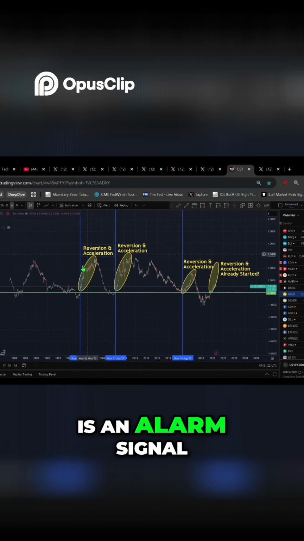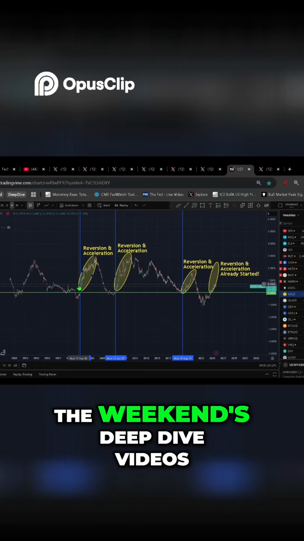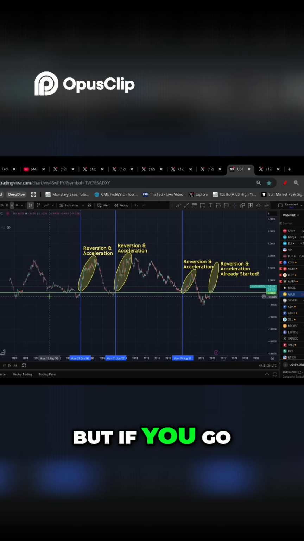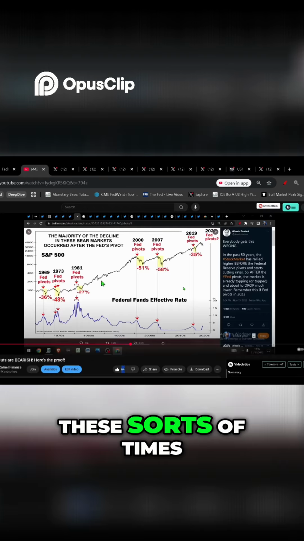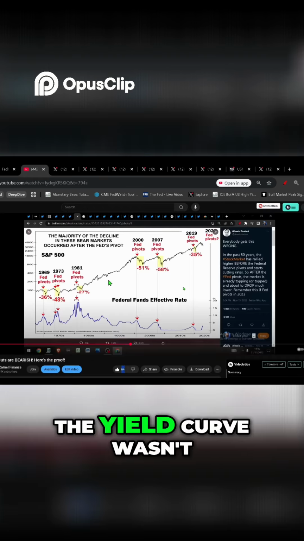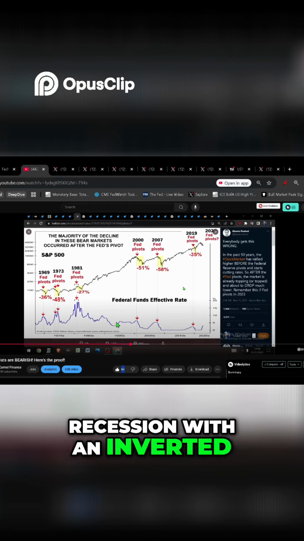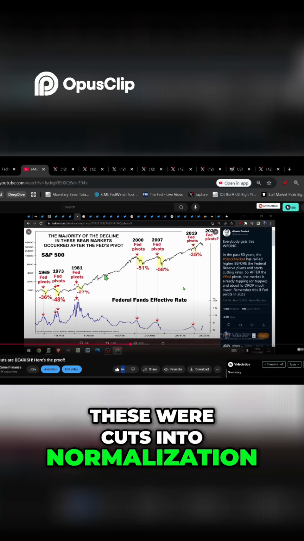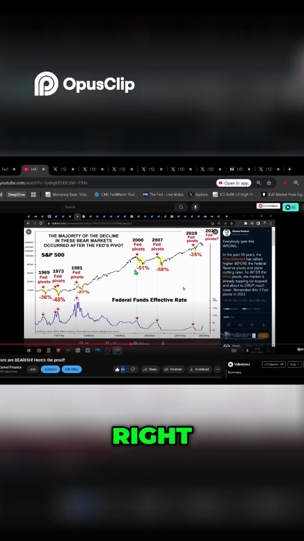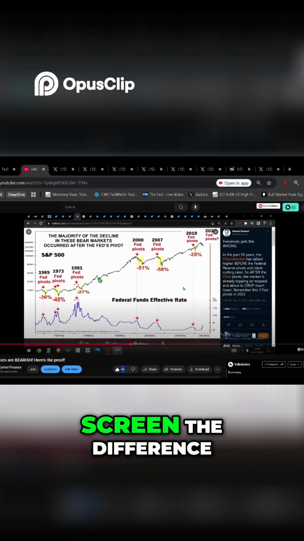We know that this is an alarm signal, and we talk about this every weekend in the weekend's deep dive videos, right? But if you go back and screen, like I said, these sorts of times in here, okay, the yield curve wasn't inverted when we were cutting rates here. And thus, these were not cuts into a slowdown or recession with an inverted yield curve. Instead, these were cuts into normalization, a soft landing, everything is happy days, right? That is the context. That's the way you screen the difference.